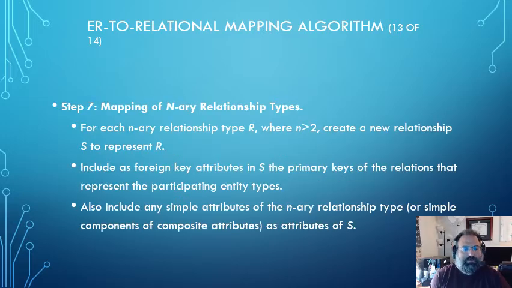Step 7 is the mapping of n-ary relationship types. For each n-ary relationship type R, where n is greater than 2, create a new relation S to represent R. Include as foreign key attributes in S the primary keys of the relations that represent the participating entity types. Also include any simple attributes of the n-ary relationship type, or simple components of composite attributes, as attributes of S.